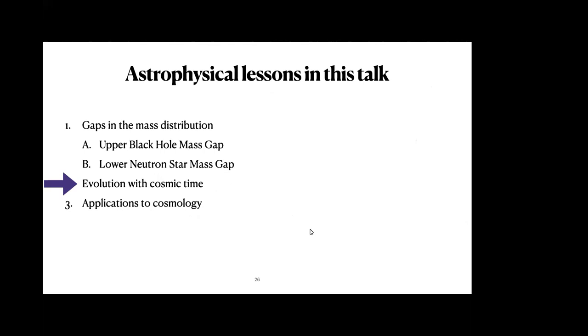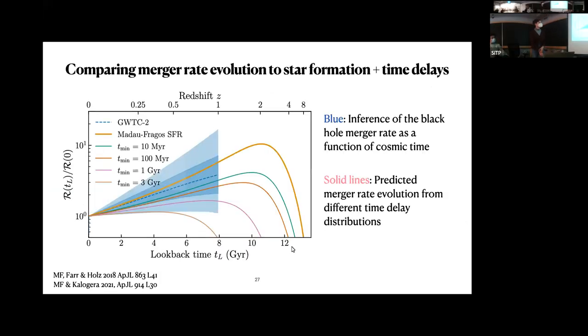Okay, so I'll just say a few things about this evolution with cosmic time on the way to talking a bit about cosmology. Basically, we're also measuring the distances to all of these events. In this plot, I'm assuming that we know the background cosmology, so we can convert these distances to redshifts, which you see here on the top axis, or equivalently lookback time. In blue is our inference on the merger rate as a function of lookback time or redshift, normalized to the merger rate today.